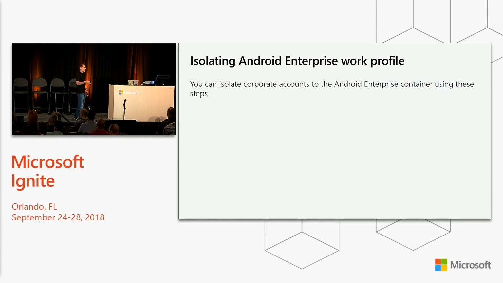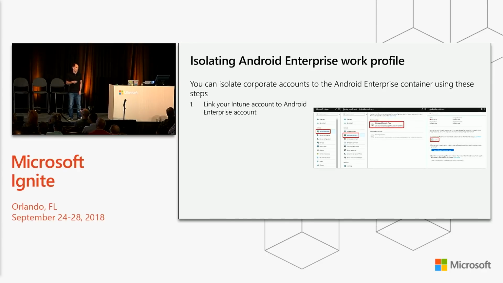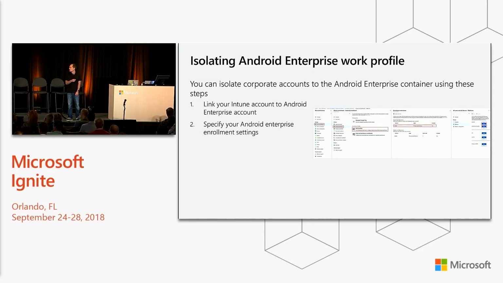But how do we leverage Android Enterprise such that we can control and ensure only corporate data is put into the work profile? Well, we can do that with 5 easy steps with Intune. First, we have to set up our device enrollment process. So we'll link our Intune account with Android for Enterprise. The second thing is we'll specify our Android Enterprise enrollment settings.